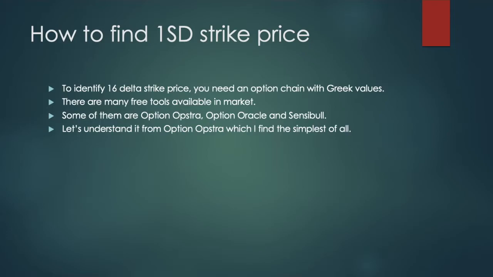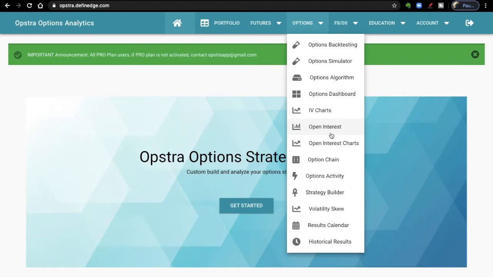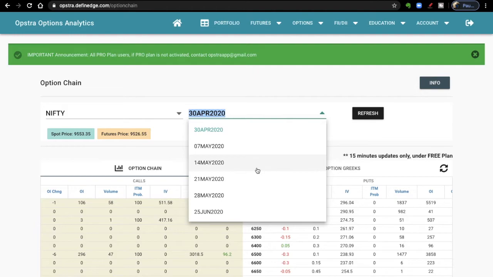So this is Opstra. You can note the URL, opstra.definedge.com. If you have not created any account, you can create a free account and then log in. Using that, you will see this screen. In this, we'll go to options, and we can see the option chain, right? Once you open the option chain, April has no relevance here. We'll select 28th May, right?